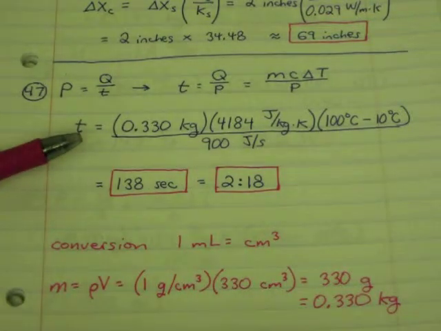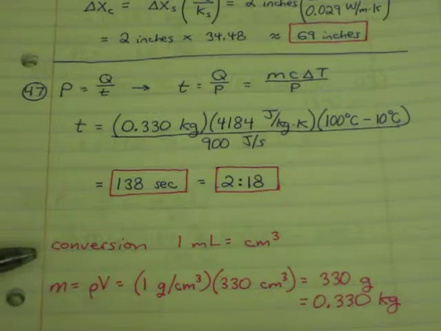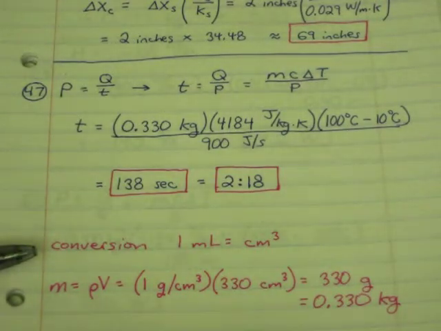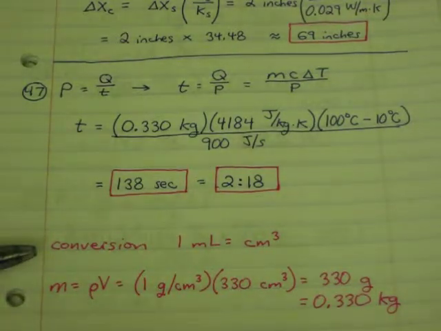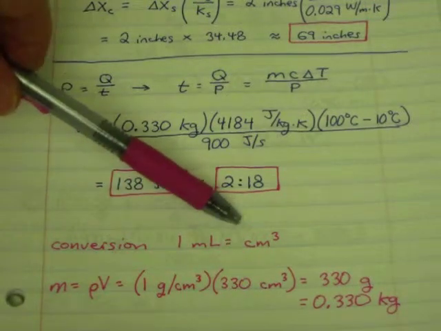If you don't see that right away, just hold on. In the pink down below at the bottom of the screen, I show how I get that. I'll come back to that in a minute. Actually, let's do it now. The problem says 330 milliliters of water. So here are some useful things to know. First of all, a milliliter in volume is equal to a cubic centimeter.